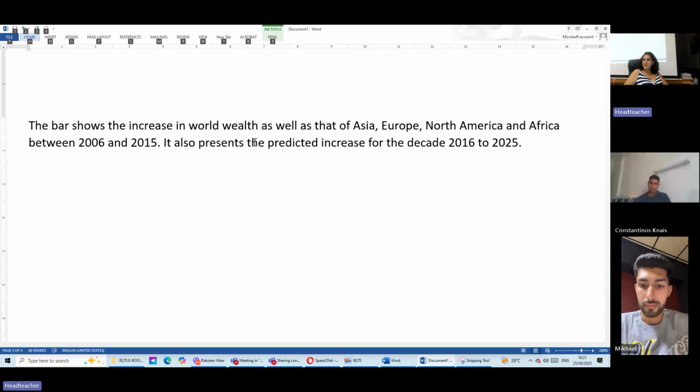What are these two distinct topics? 2006, 2015. Yeah, the current situation, the red bar, and the projections. So we can structure it like that. For example, in one paragraph, we can describe the current situation. And in the other paragraph, we can clearly speak about the future projections.